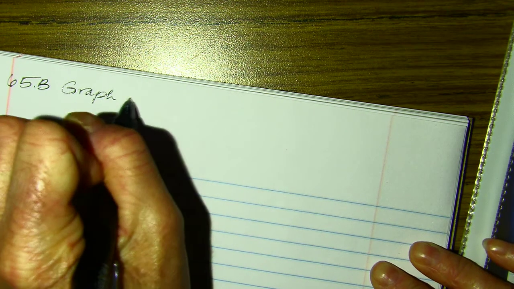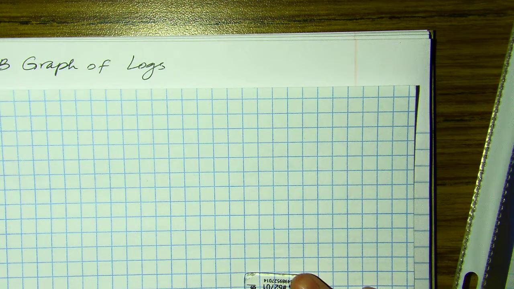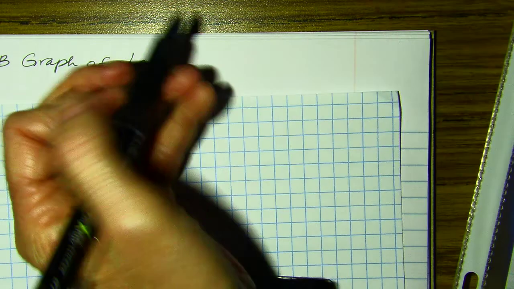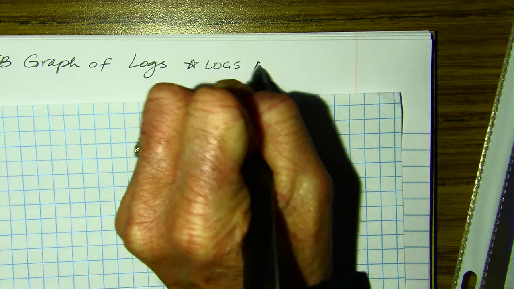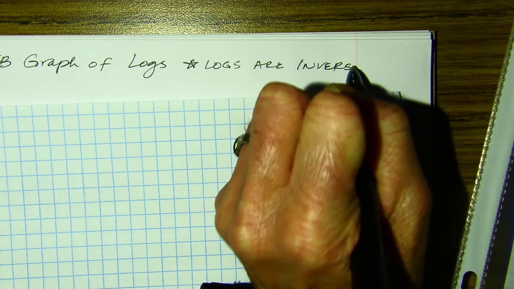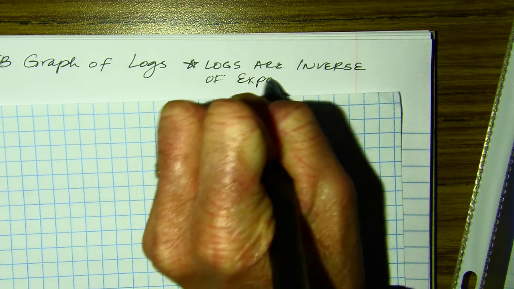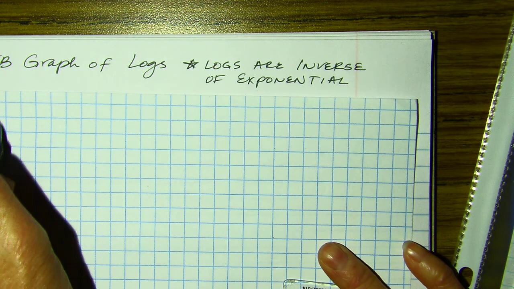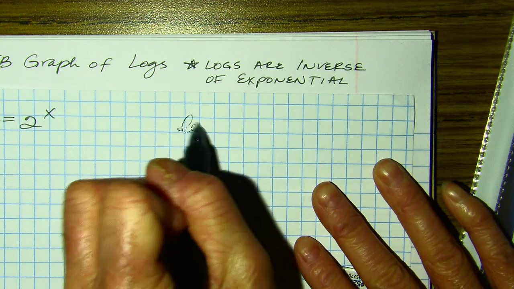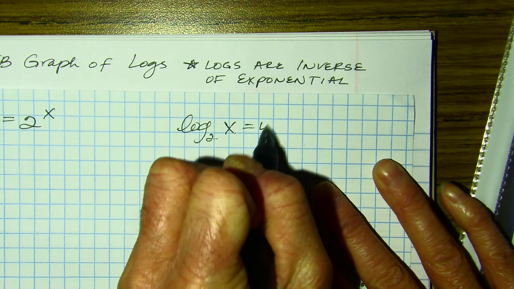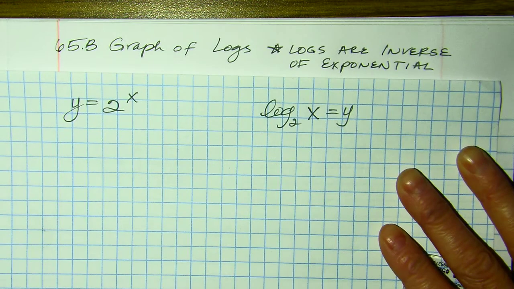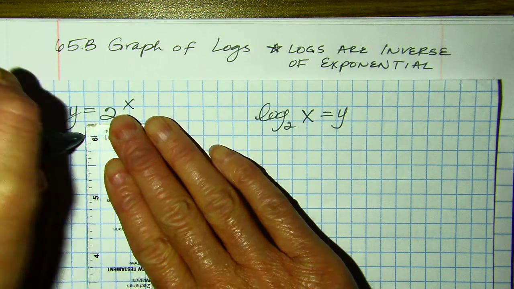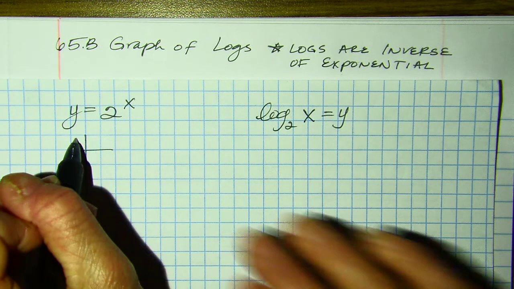to 65 point B, which is the graph of logs. And so I'm actually going to grab some graph paper and we will go over this. So the graph of logs, remember logs are the inverse of exponential. So for example, if I graph y equals 2 to the x, the inverse of that is log base 2 of x equals y. Okay, so these are inverses of one another. It also means their graphs are an inverse. So let's do the one we know, exponential, because I'm going to have you use that to graph.